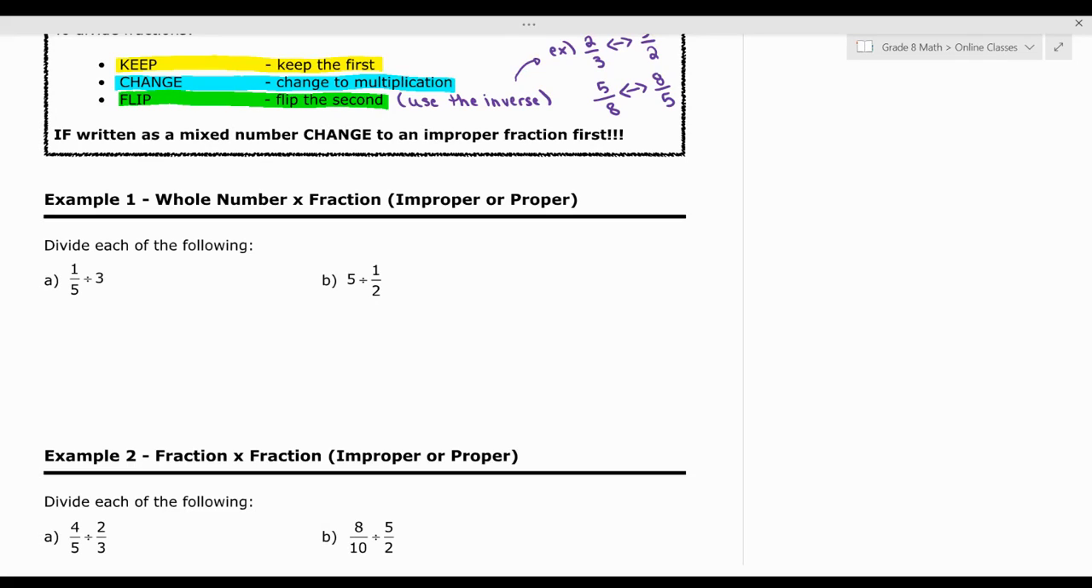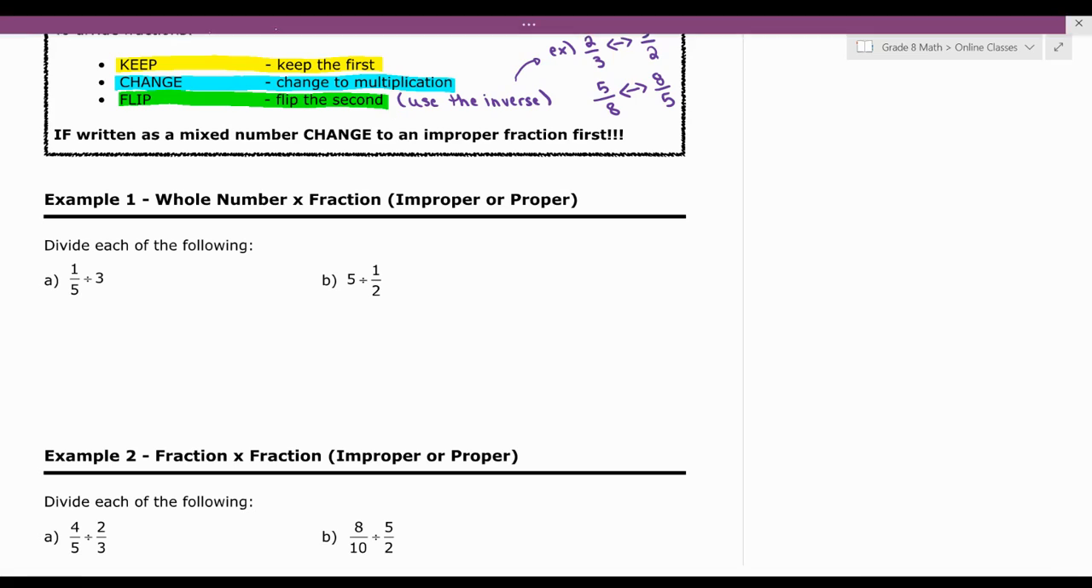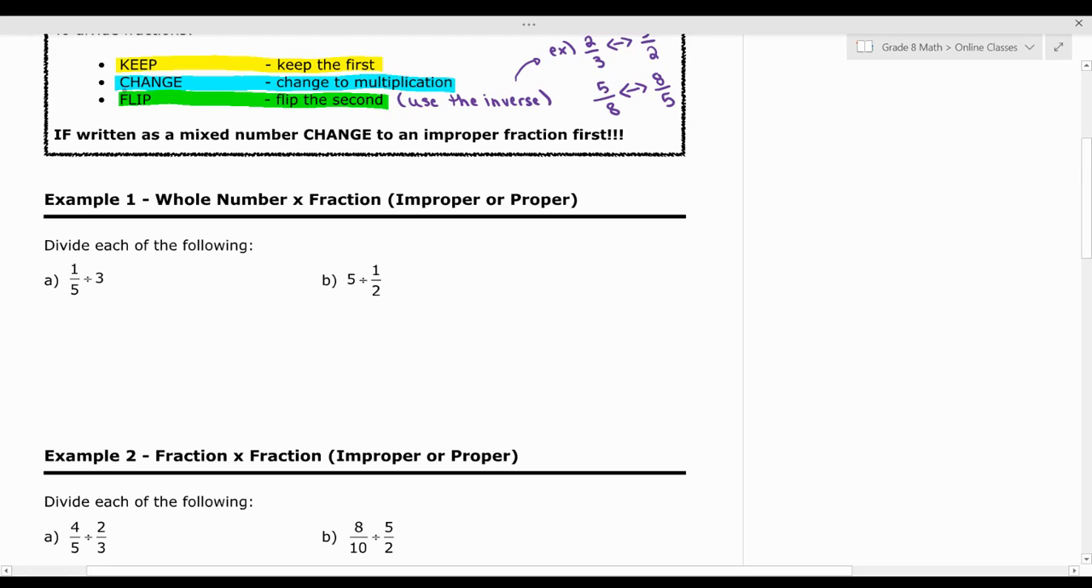Example 1, you have a whole number and a fraction, and the fraction could be improper or proper. It tells you to divide each of the following. What you'll notice too, I've added some color coding up here. As I go through the solution, I'm going to highlight which part was my keep, where I did the change, and then where I did the flip.